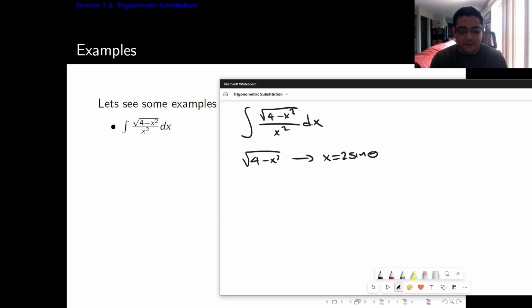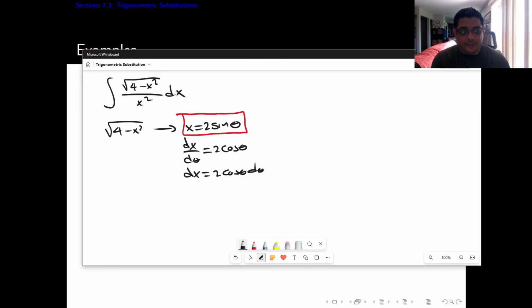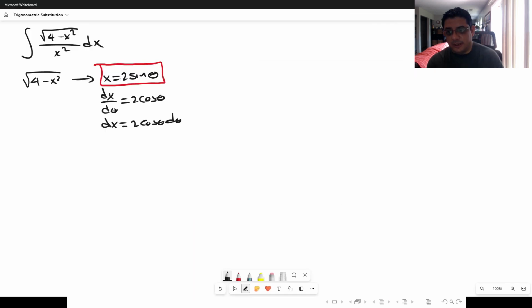And so that's why we get 2 sine of theta. Now, if we do that, then dx is going to be, of course, 2 cosine of theta d theta. And don't forget this one, because this will come back later when we want to go back to the original variable. So for now, let me just go ahead and zoom in on this.